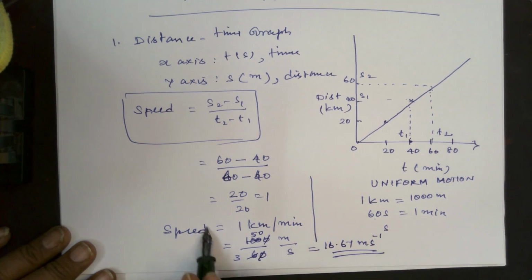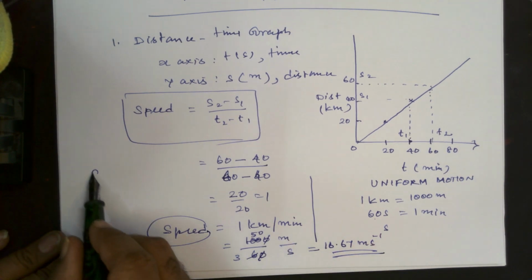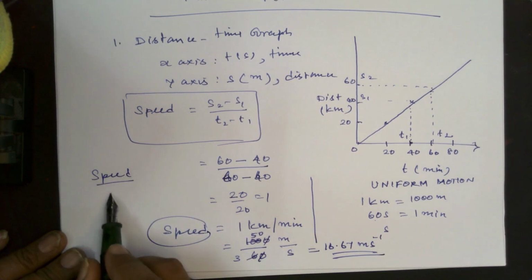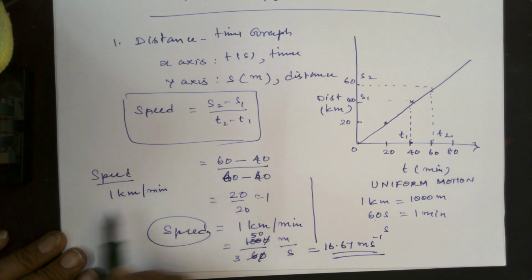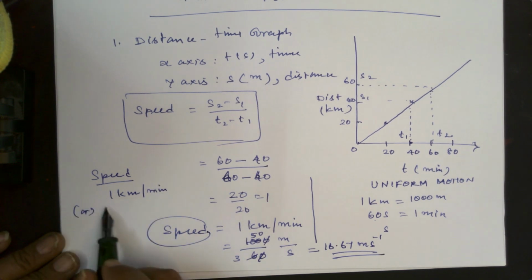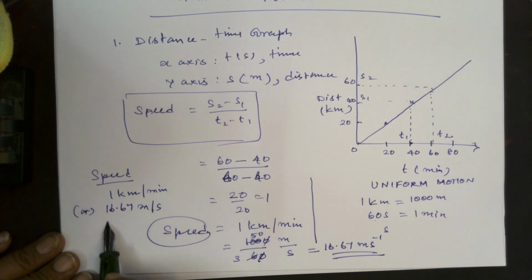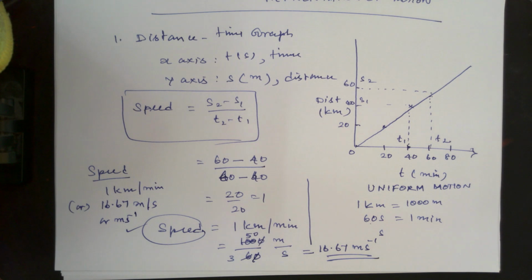So we can mention the speed in 2 units, is it not? So what is the speed? The speed is 1 kilometer per minute or 16.67 meter per second. This can be represented like this or meter per second. And this is the ideal way. Got it?